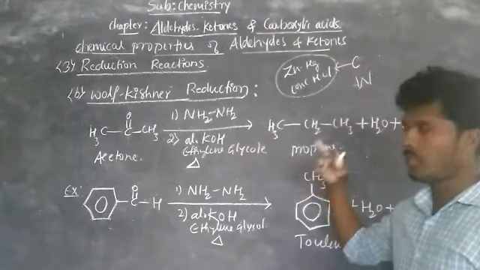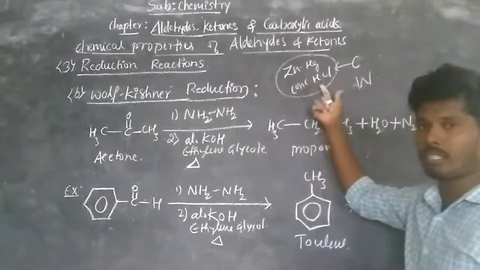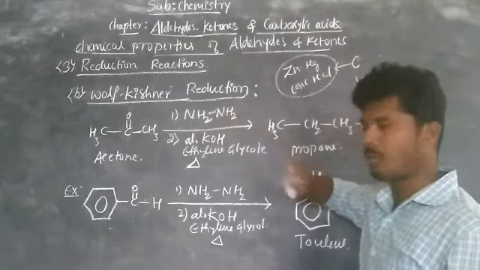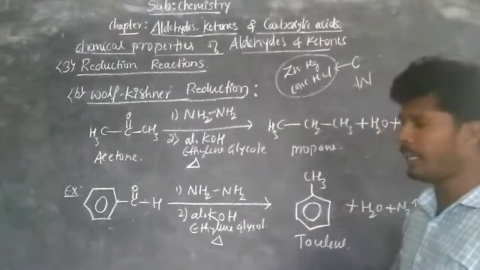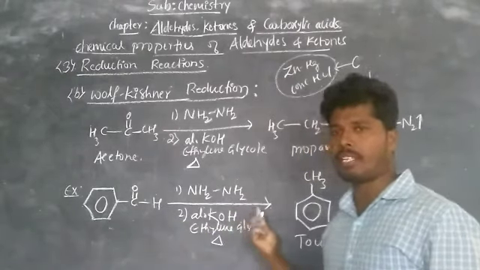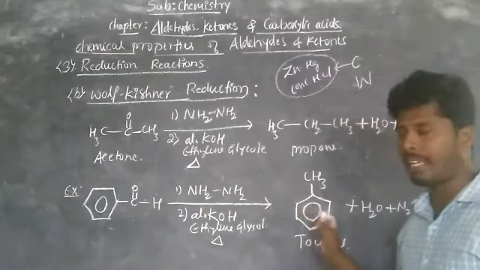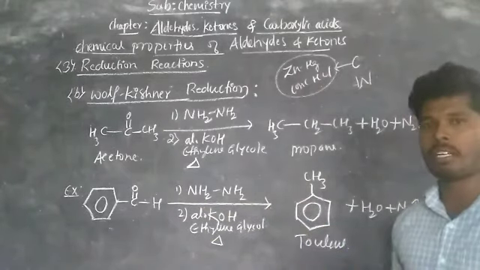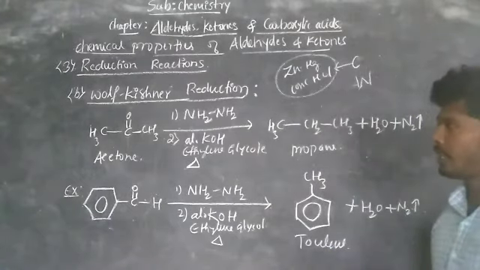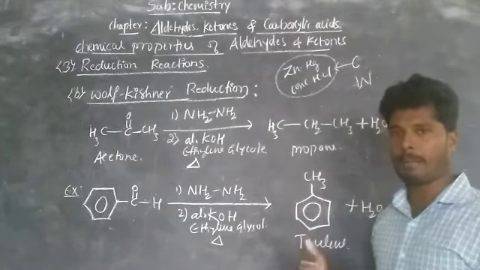They may ask for one mark: write the Clemmensen's reagent, then you write this one, and write the Wolff-Kishner reagent, you have to write this one. They will give two question marks: complete or write the reagents to convert from this one to this one, like aldehydes to hydrocarbon. They can ask like that. If you have studied the reactions well, then you can answer in any way. The questions will be obvious.